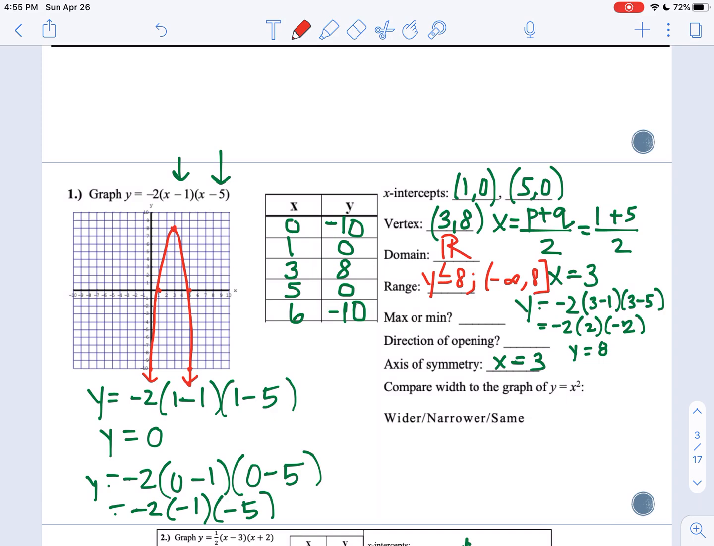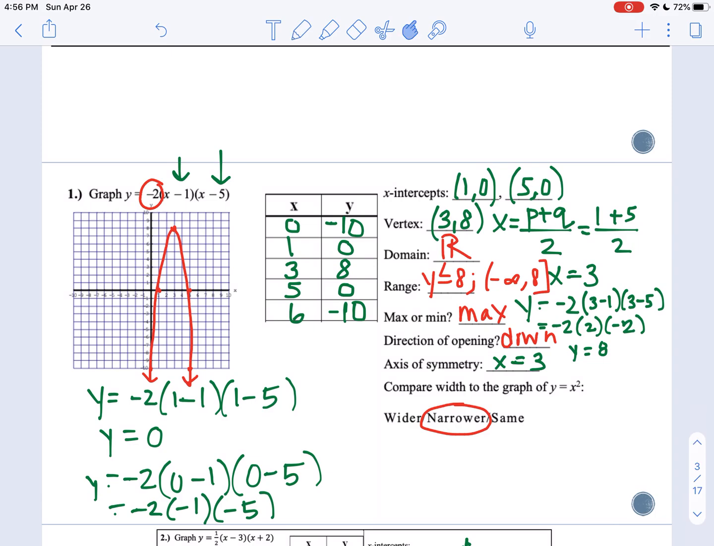My vertex is a max. The direction of the opening is down. It's facing downwards. We already filled in my axis of symmetry. Now we have to compare the width of this quadratic function to our parent function y equals x squared. That's where we focus on the a. Since my a is -2, the absolute value of a is 2, right? That tells me that my graph in this case is narrower than my parent function.